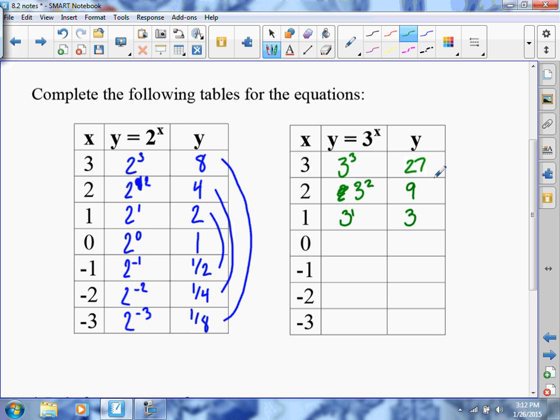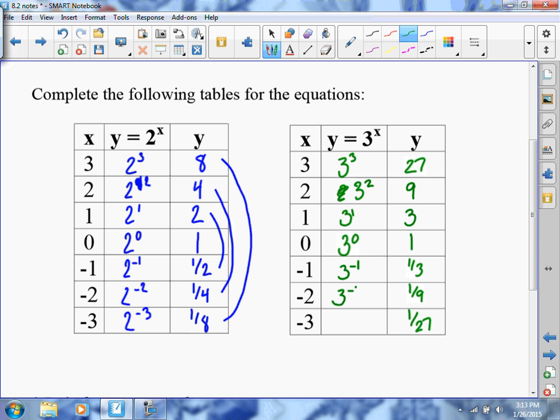Again, we're dividing by 3. If I kept dividing by 3, I would get 1, and then 1/3. 1/3 divided by 3 is a 9th. A 9th divided by 3 is 1 over 27. And again, that's because 3 to the 0 power is like taking 3 and dividing it by itself, so you get 1. 3 to the negative 1 is like doing 3 to the first power, which is 3, and then doing 1 over that.